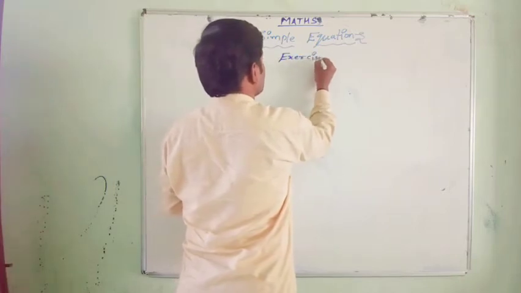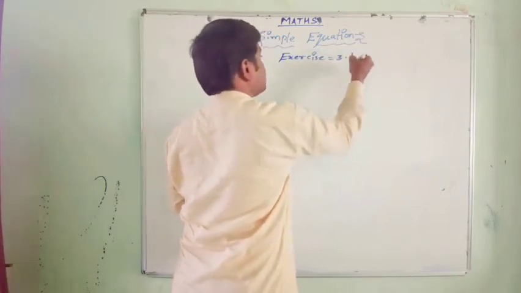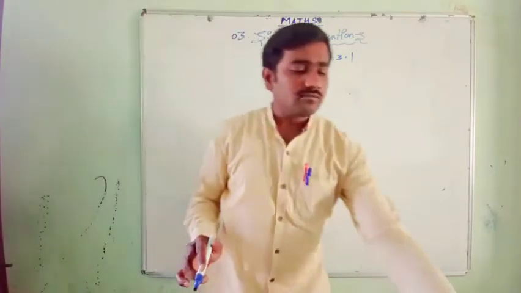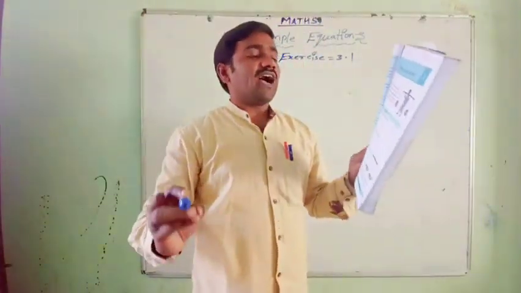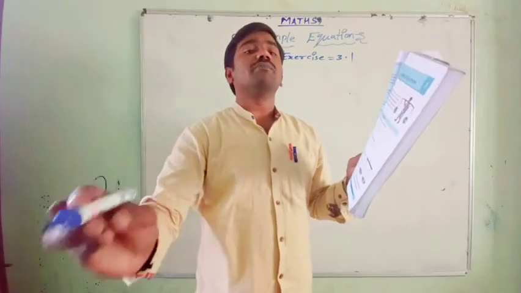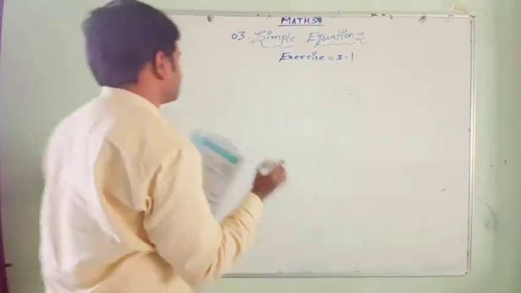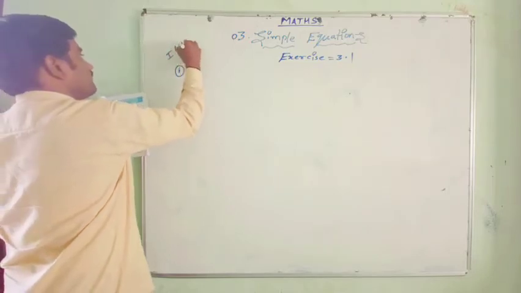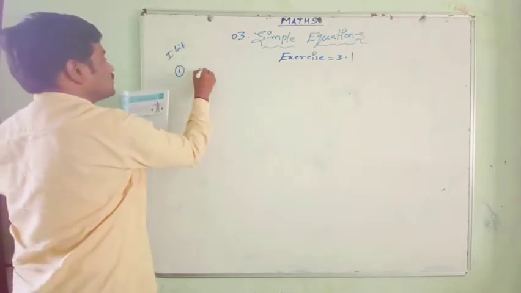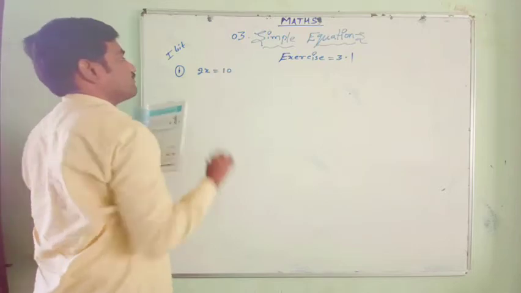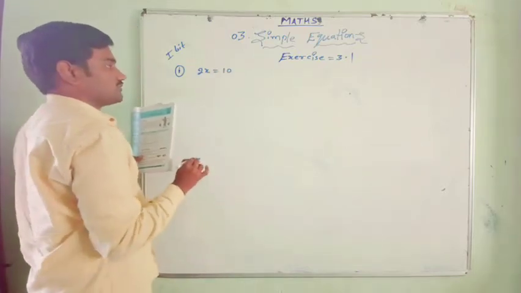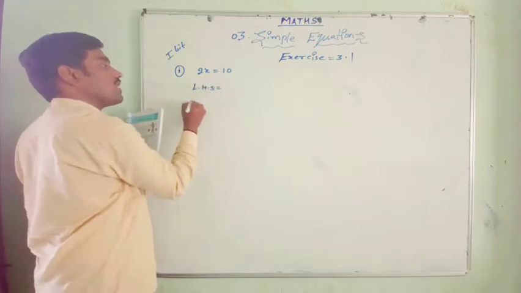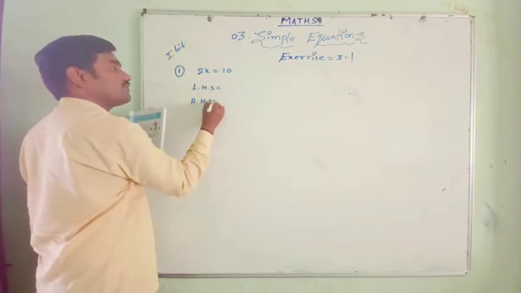Exercise number 3.1. What is there in 3.1? It's very simple. See, write LHS and RHS of the following simple equations. They have given some simple equations here. The first one, 2x equal to 10, is the first question. We have to write what is LHS here and what is RHS here.